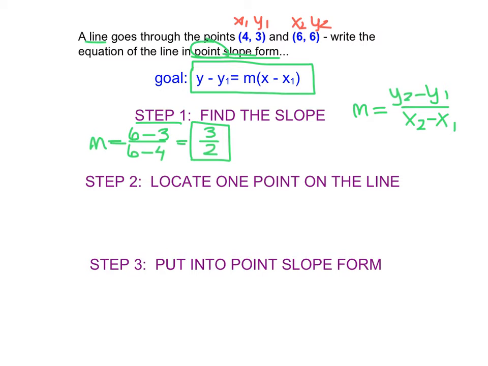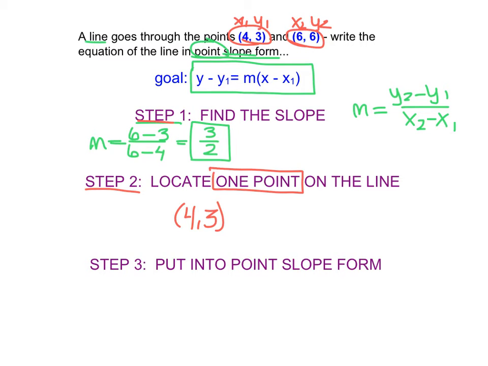The next step after we found our slope is to find one point on our line. And quite frankly, it doesn't matter which point we pick. So you can pick either point. I'm just going to pick the first point because I already have it labeled as x1 and y1. So I'm going to pick the point (4, 3). But remember, you could pick the point (6, 6) as well. Then from here, I'm going to put that into point-slope form.